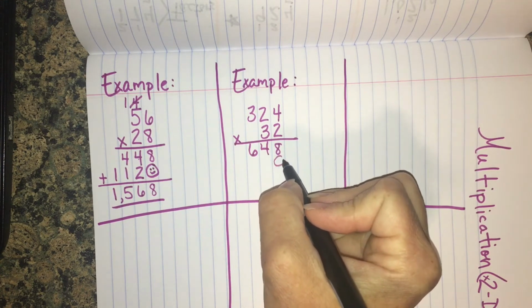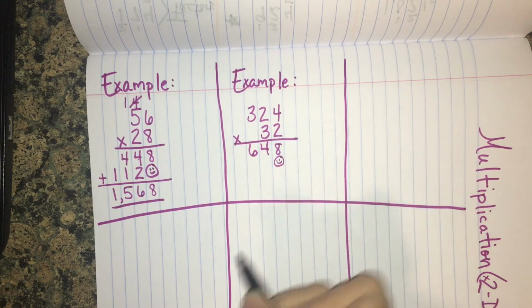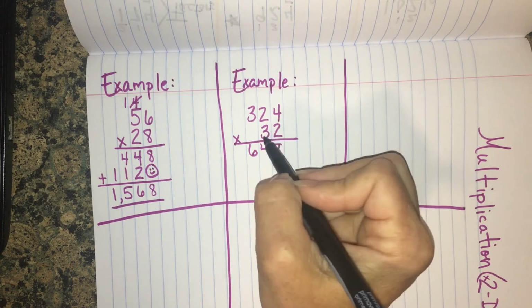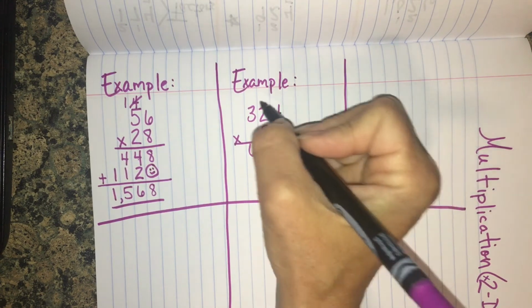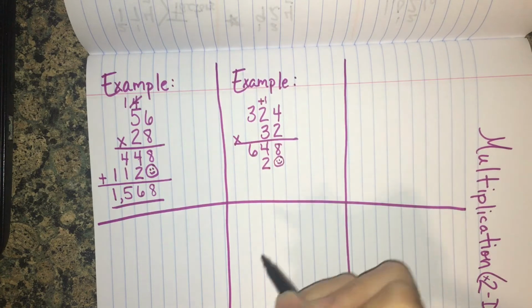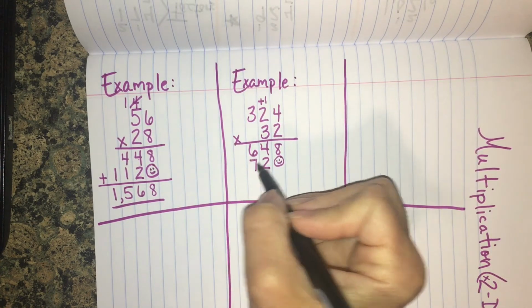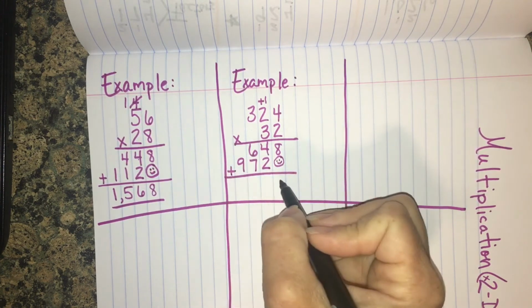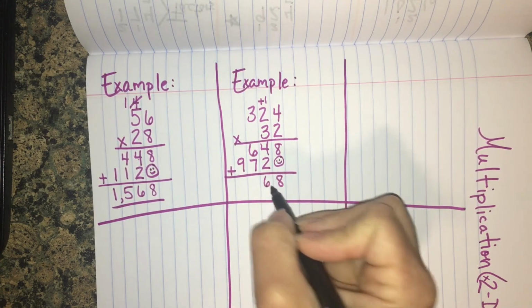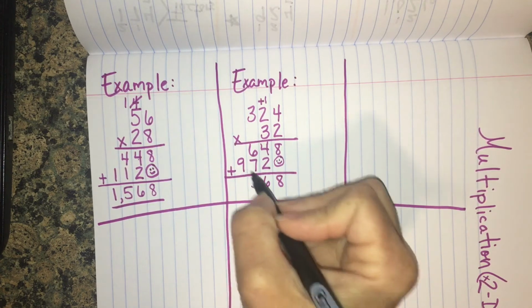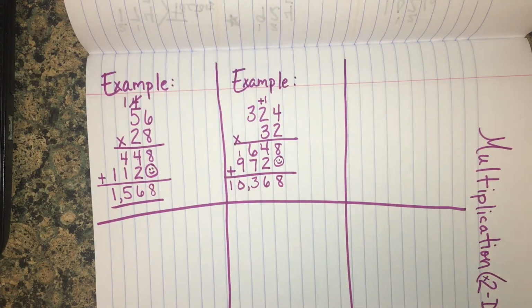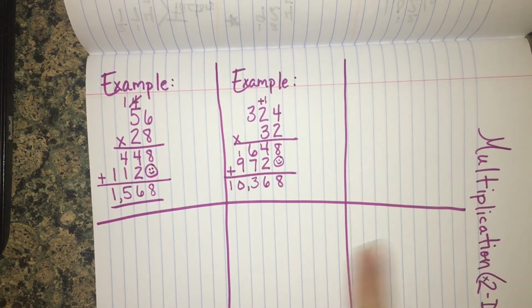Then I'm going to put my placeholder 0 here and make sure I'm on track. And move over here to the 3 in the tens place. 3 times 4 is 12. 3 times 2 is 6, plus 1 is 7. 3 times 3 is 9. And my last step is just to add up my 2 partial products. And I get 10,368.